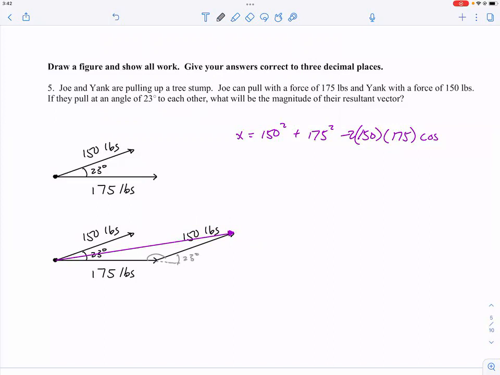parallel lines. Or you can just say this angle and this angle add up to 180 due to the fact that it's a parallelogram, and they are supplementary to each other. So the obtuse angle right there is going to be 180 minus 23, which is 157 degrees. So it's actually a cosine of 157 degrees. That is the angle we need. So we can now go ahead and compute.